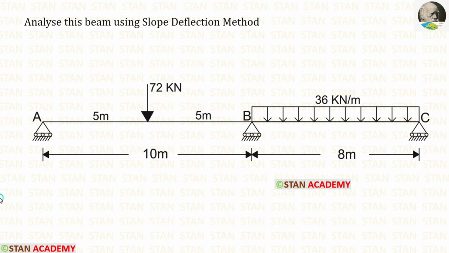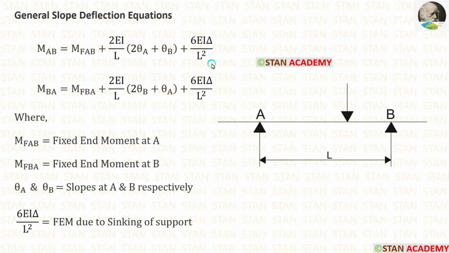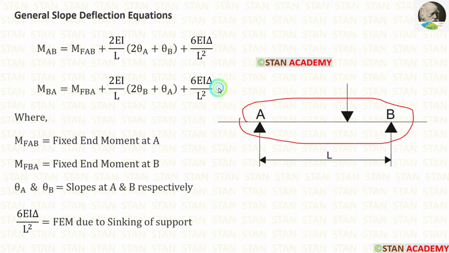Hello everyone. Today we are going to analyze this beam using slope deflection method. Before analyzing, let us see the slope deflection equations. For every span, there will be two slope deflection equations. Consider a random span AB in a continuous beam. In this span, we are having two slope deflection equations.